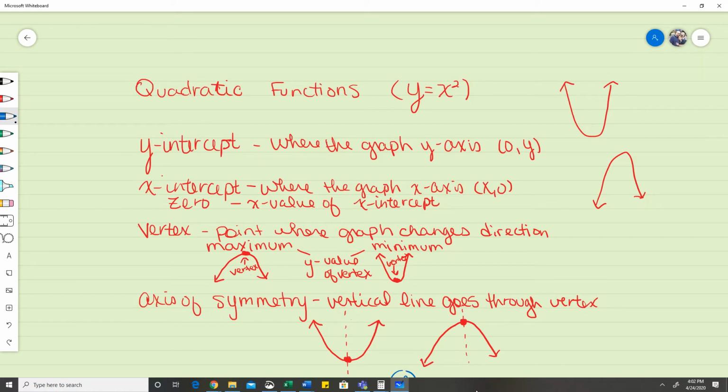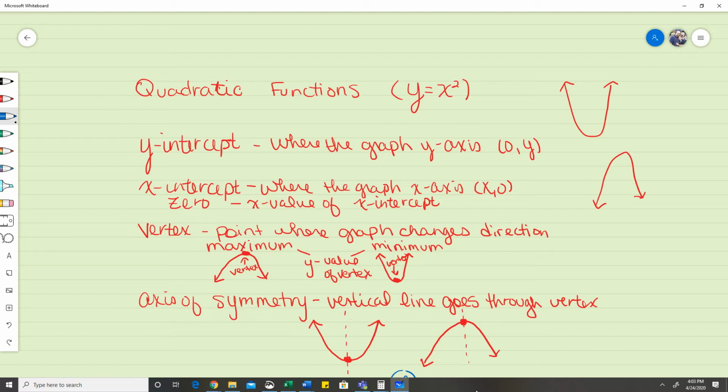Okay. When we're looking at key features, they share some of the same key features as linear functions and as all the other major functions that we study in algebra. The y-intercept is where the graph crosses the y-axis. Okay, so generally we're going to write that as a point of 0 and then whatever that y value is. Okay, so it's where it crosses the y-axis. Your x-intercept is going to be where it crosses the x-axis.